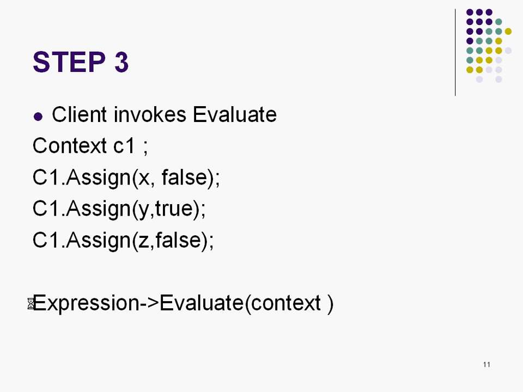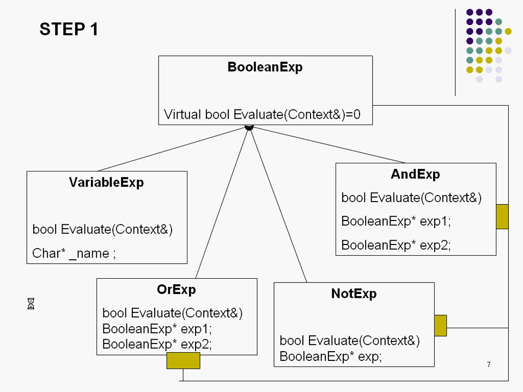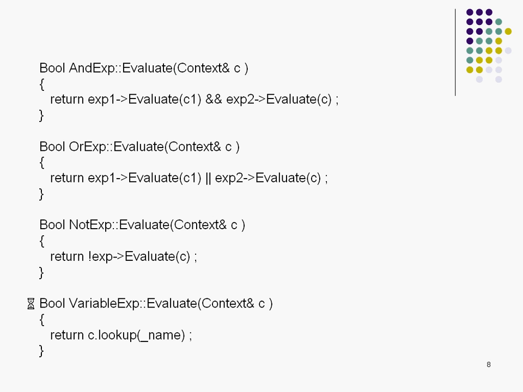Now the moment I call this evaluate, the evaluate of which class is going to be called? The topmost, right? And this OR exp class has two members, exp1 and exp2, both of which are Boolean expressions. And all it does is call the evaluate of both the Boolean expressions and do an OR of the output. Which is this piece of code. This OR exp object, it calls the evaluate of exp1 and evaluate of exp2 and does an OR of that.